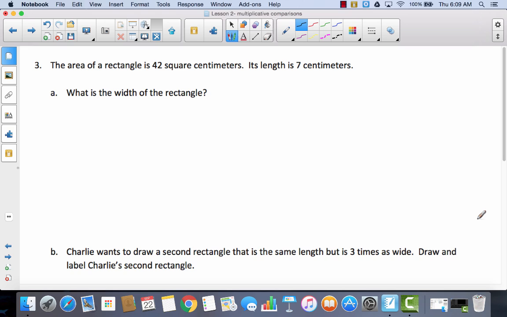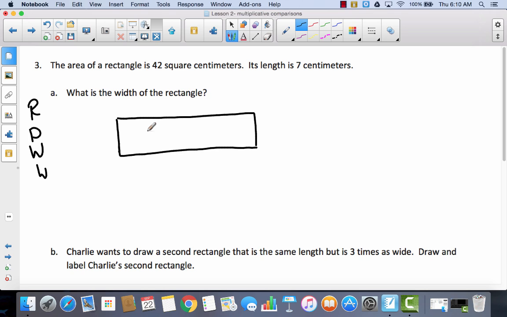All right, now let's take a look at number 3. The area of a rectangle is 42 square centimeters. Its length is 7 centimeters. So first of all, we're going to approach this with an RDWW approach. We just read it, now we're going to draw. So we're going to start with our tape diagram or our rectangle. And we know that the area is 42 square centimeters. So I'm going to write in the middle 42 square centimeters. So that's my area. And I know that the length is 7 centimeters.